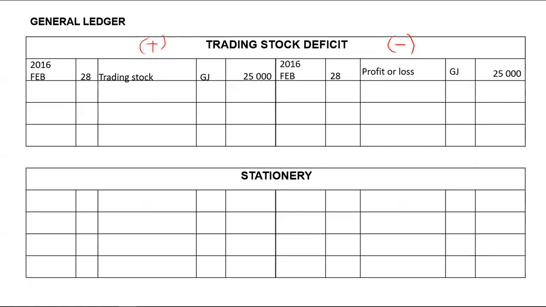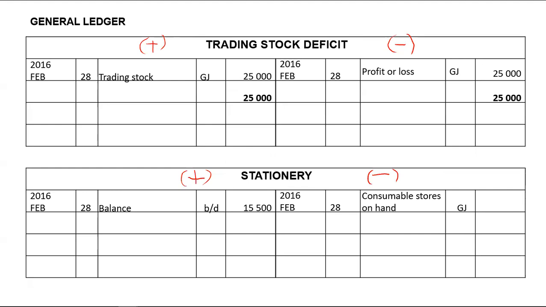When I record it under my stationery, note that under my stationery account, already I have stationery amounting to 15,500, and that value is incorrect. It needs to be corrected. So I will simply start with that balance brought forward for stationery, and balance brought forward for stationery will simply be 15,500. We need to reduce it by the stationery that was not used. That's why we're putting in consumable stores on hand from the general journal, which was 600.